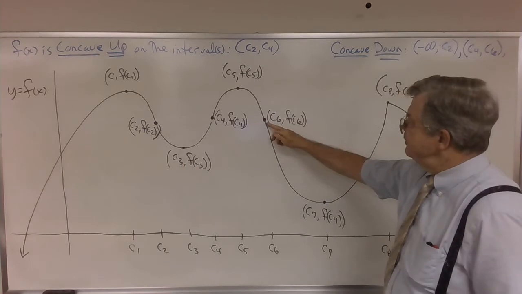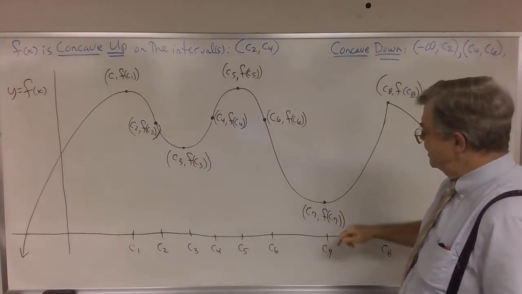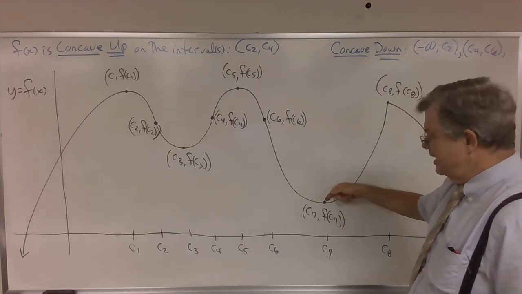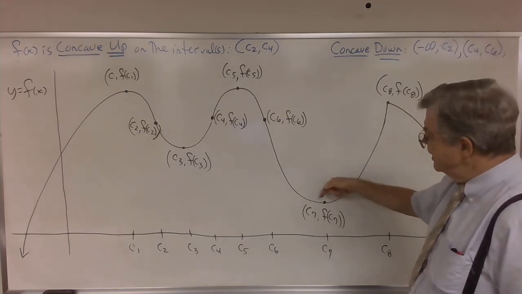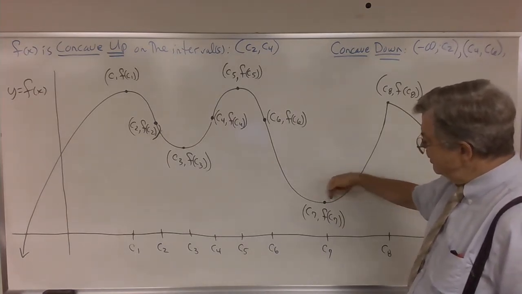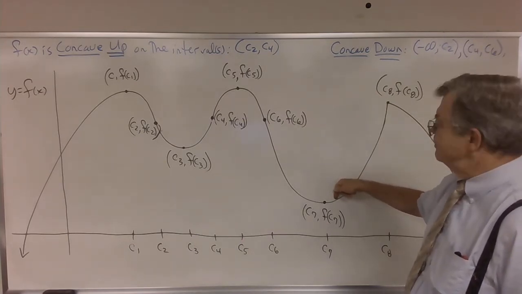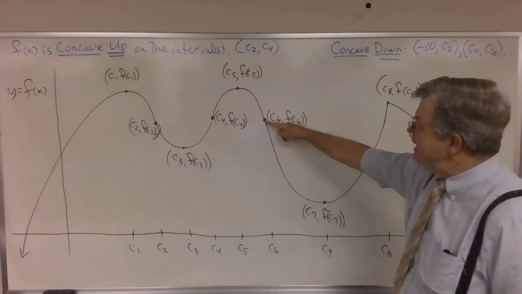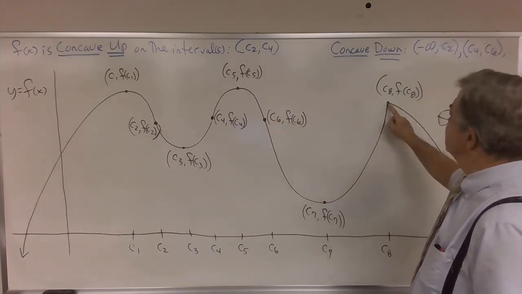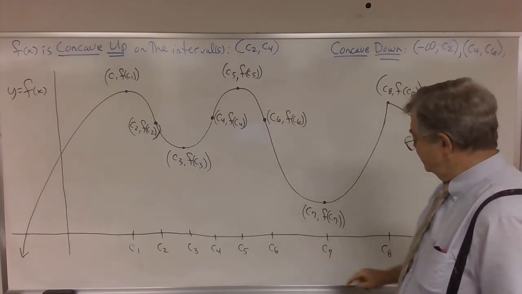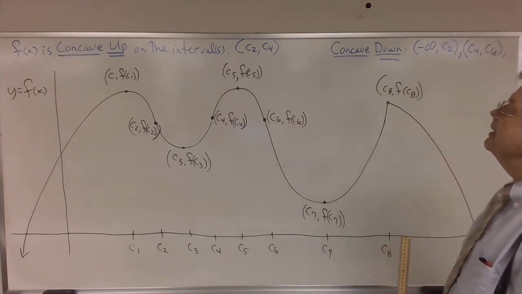And then from C6, the graph is concave up. Here we have a relative minimum, but the concavity doesn't change here. The graph holds water here, the graph holds water here. Concavity doesn't change. So I'm thinking concave up from here to here, from C6 to C8, concave up.